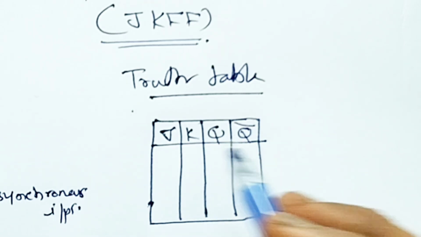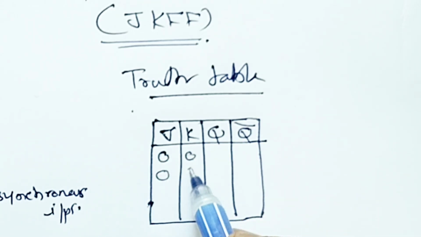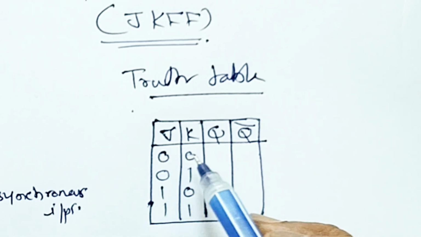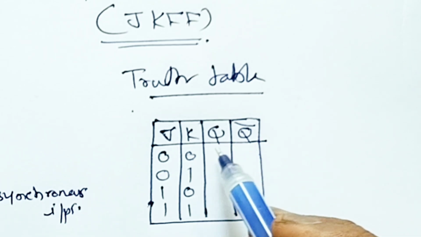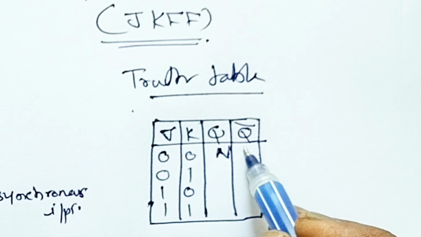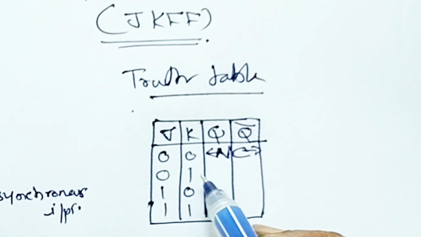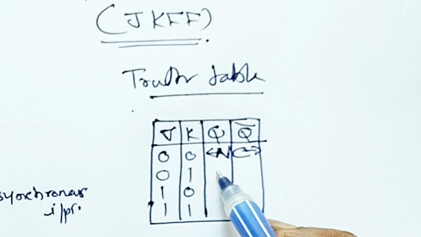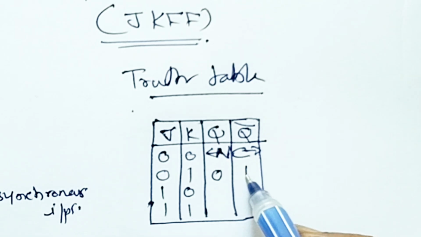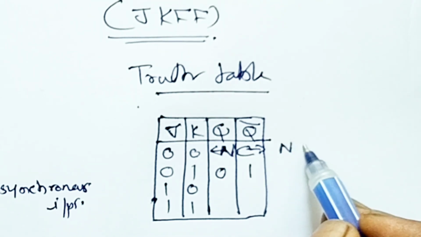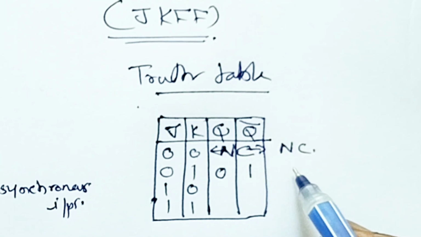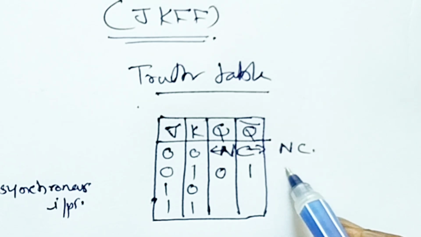The truth table of JK flip-flop is shown over here. We have the combinations for J and K respectively 0 0, 0 1, 1 0, 1 1. Then the corresponding Q and Q bar outputs: for 0 0, input J equal to K equal to 0, the output remains at no change. So it is NC, but it is normally indicated as Q bar. That is no change.